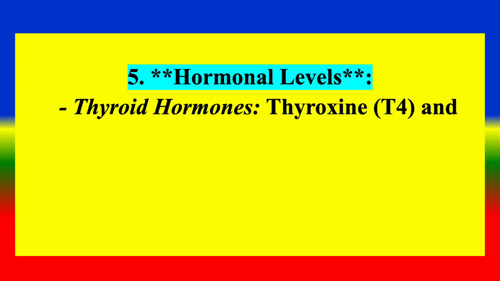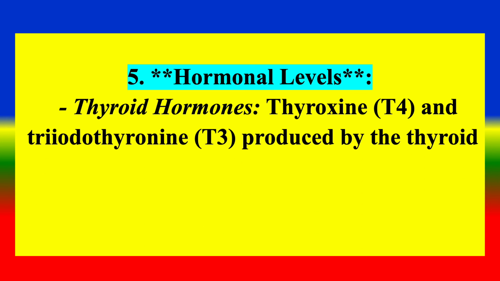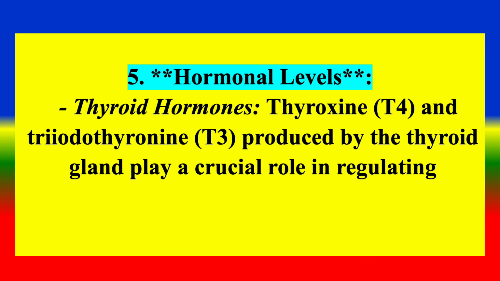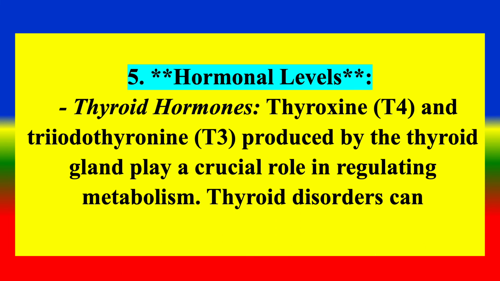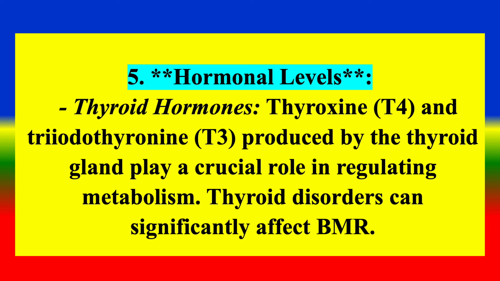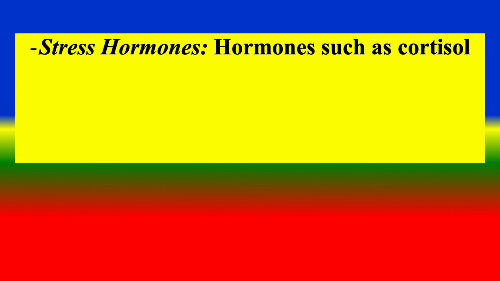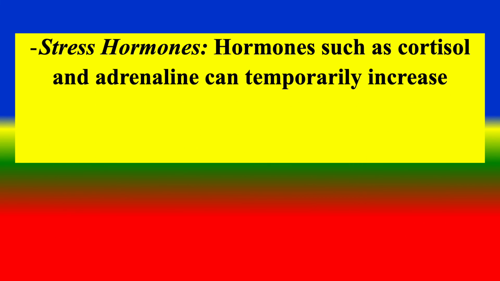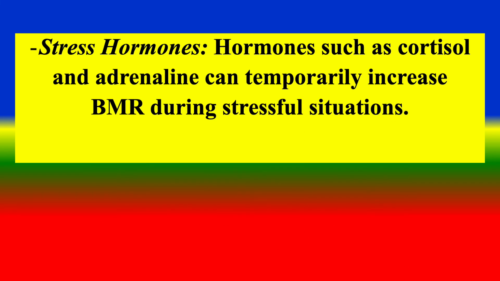Five, hormonal levels. Thyroid hormones T4, thyroxine, and T3 produced by the thyroid gland play a crucial role in regulating metabolism. Thyroid disorders can significantly affect BMR. Stress hormones. Hormones such as cortisol and adrenaline can temporarily increase BMR during stressful situations.